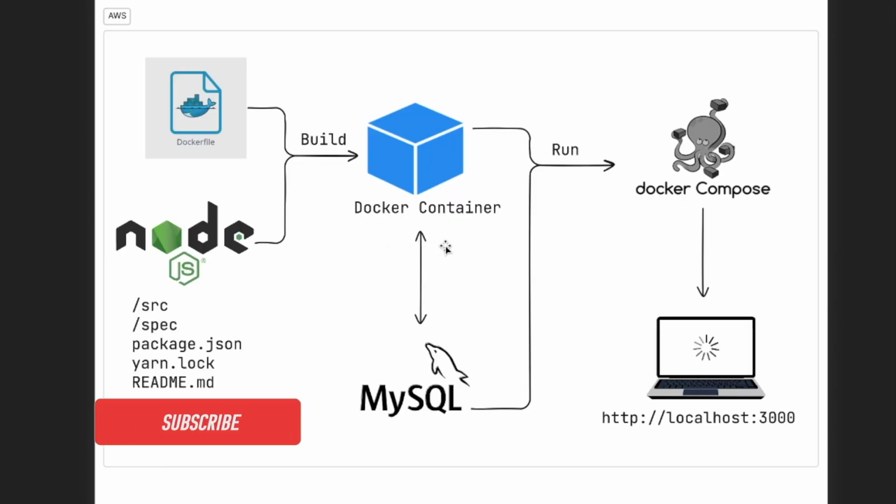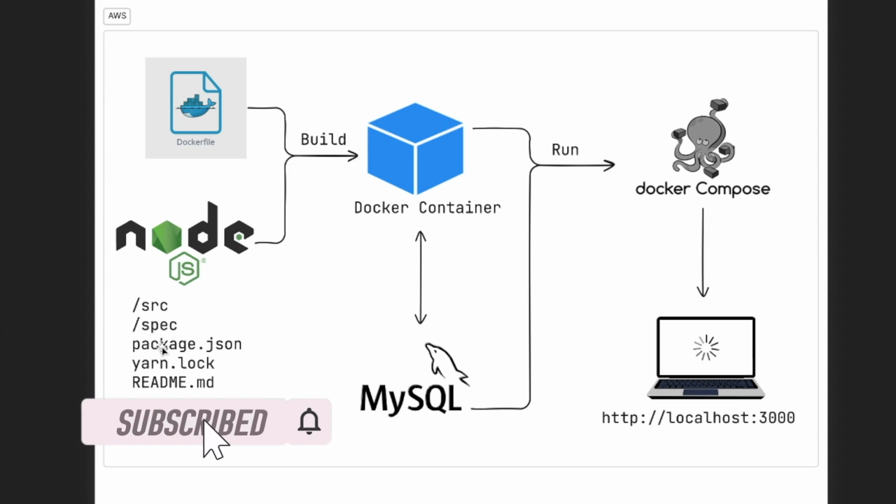This is an overview of how the project is going to be. We have a Node.js application here with the source code, some specifications. Then we have package.json, yarn.log, and then a readme file. I'll provide the code in our GitHub repository so that you can download it and use it on your own.